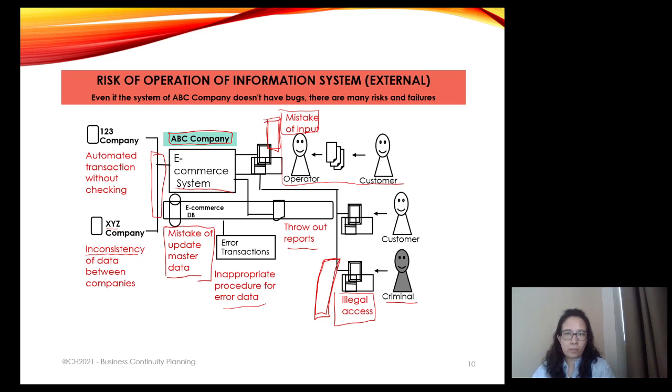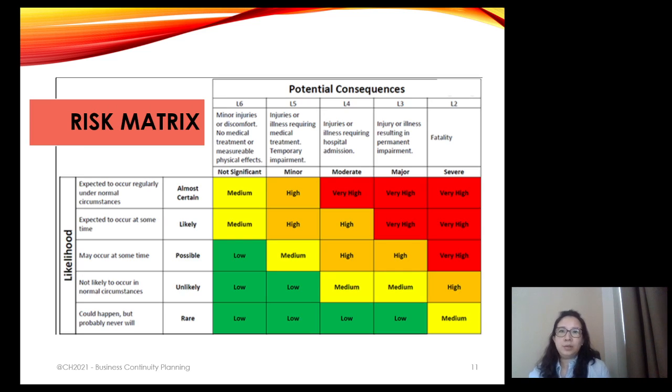Okay, so now let's continue to the risk matrix. The risk matrix here is actually talking about how we're going to define the business impact analysis. So we need to define the risk based on the likelihood and the consequences. The likelihood is the possibility of it happening, talking about the time, whereas the consequences talk about the impact.